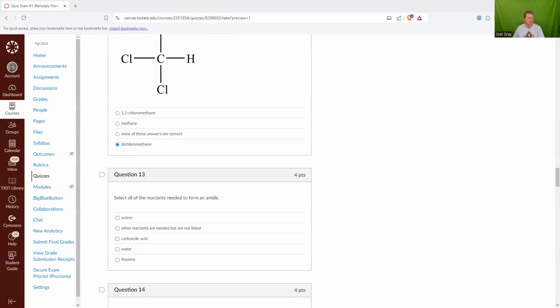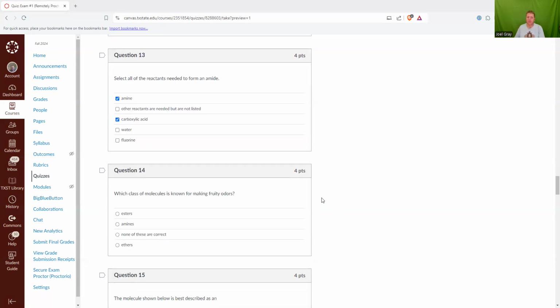Next up is question number 13. This is where we get into functional groups. Select all of the reactants needed to form an amide. We need an amine and a carboxylic acid. We don't need any water. We don't need fluorine. And we don't need any other reactants that are not listed. Question number 14. Which class of molecules is known for making fruity odors? So we smell like banana or something like that. An artificial banana odor is an ester.